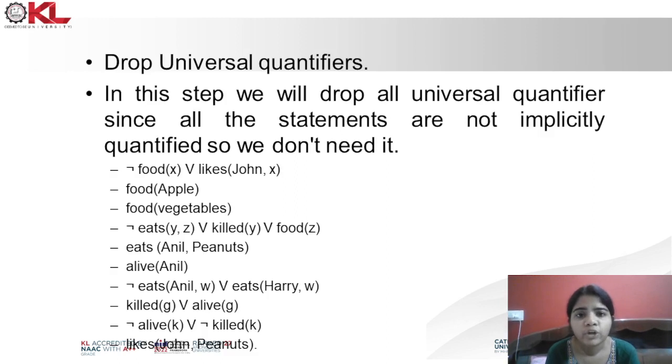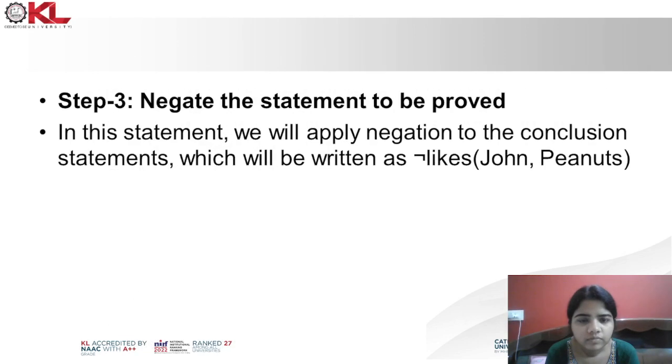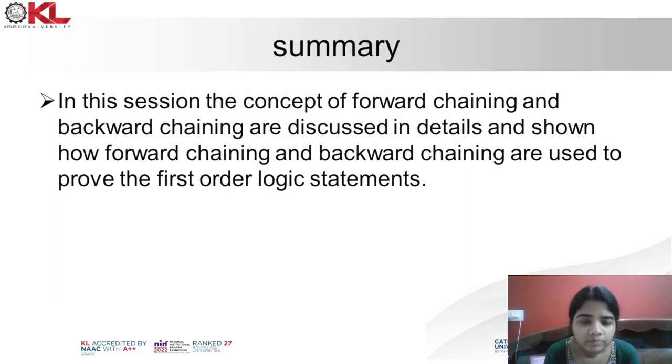So we drop universal quantifiers. In this step we will drop all the universal quantifiers, since all the statements are implicitly universally quantified, so we don't need them. And finally we negate the statement to be proved. In this step we will apply negation to the conclusion statement, which we will write as John likes peanuts.